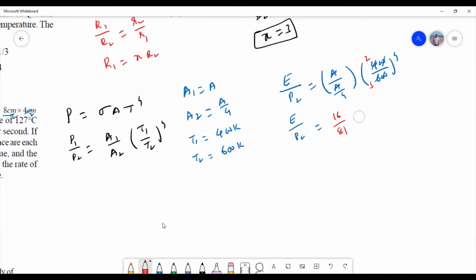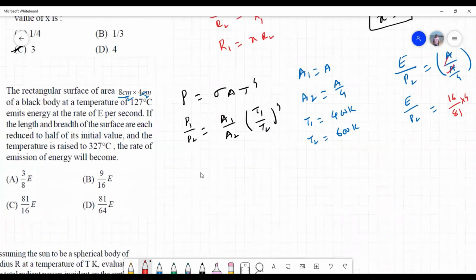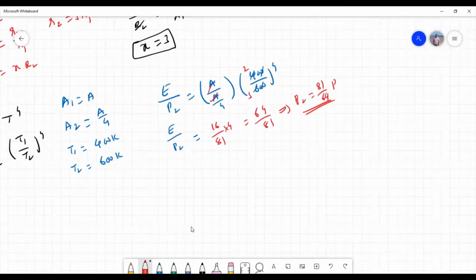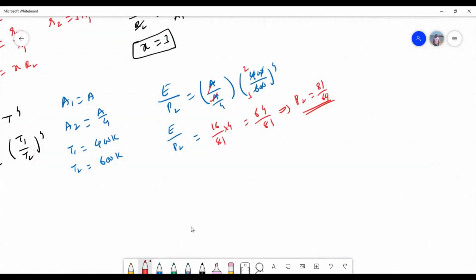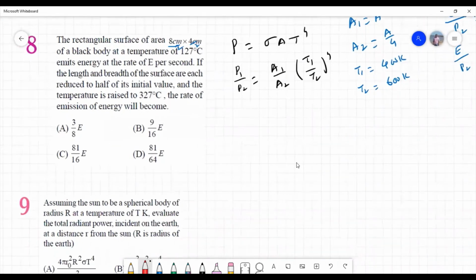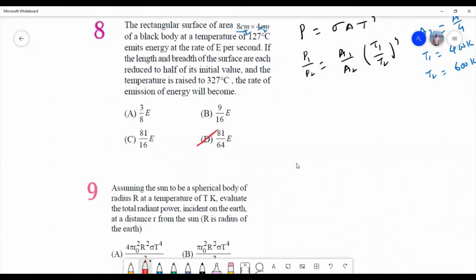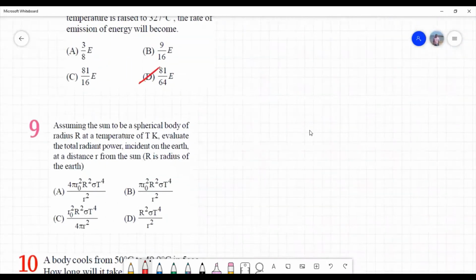Here there is one more 4. So this 4 A cancel, the 4 will be there. So nothing but 64 upon 81. That implies P2 is equal to 81 by 64 into P. So the new power will be 81 by 64 into P. Let us check the answer. So this P is given as E. So let's take this as E. So 81 by 64 is the answer.